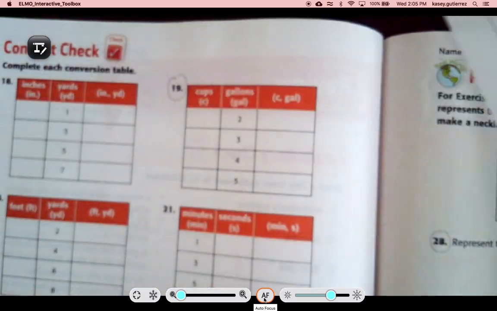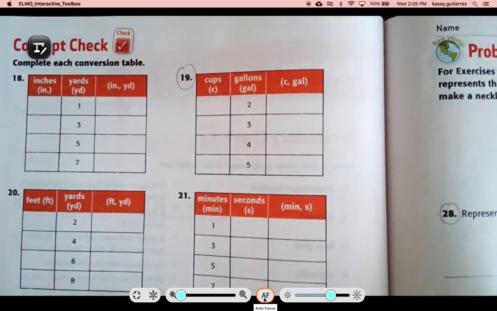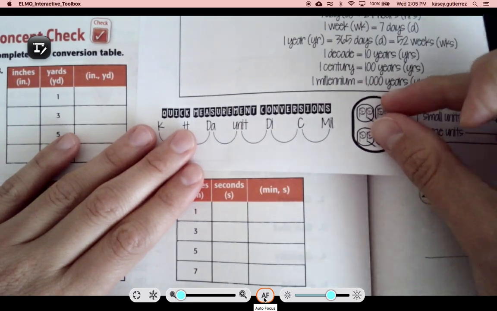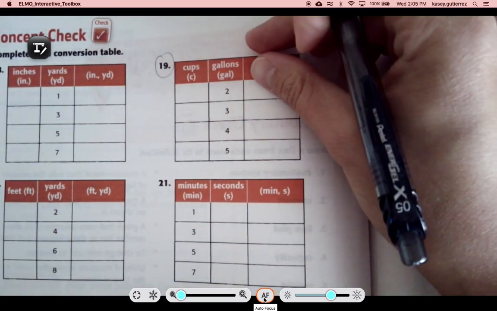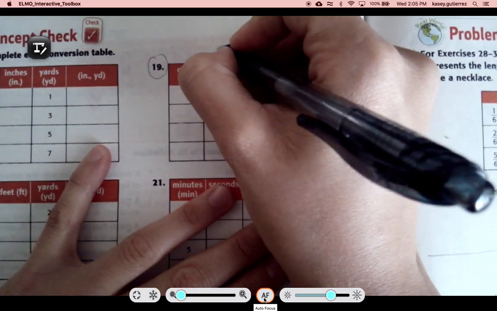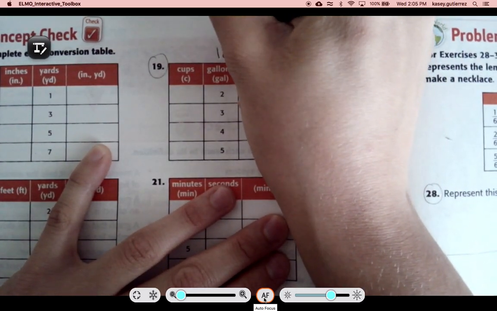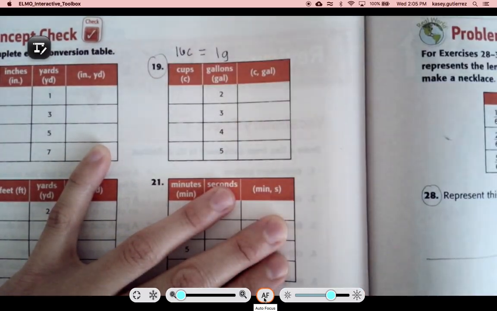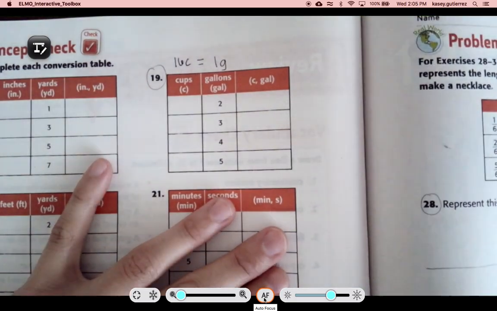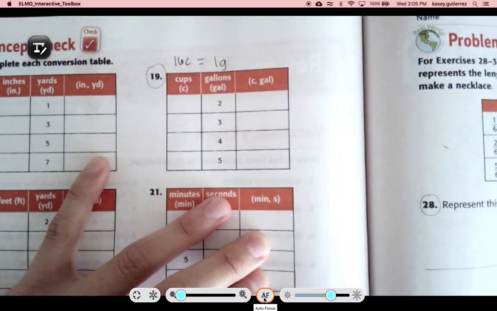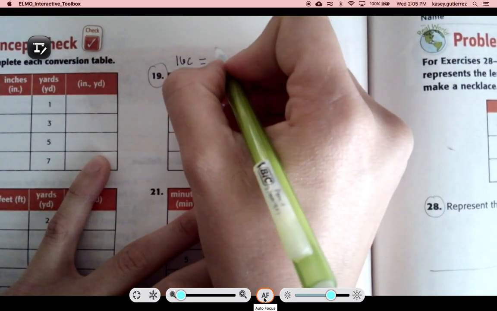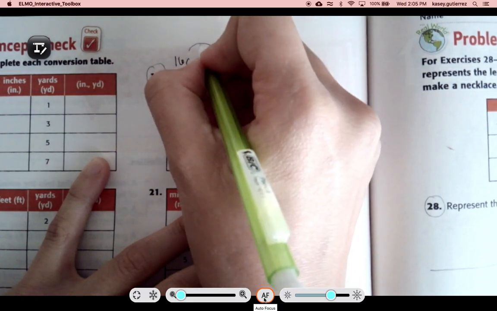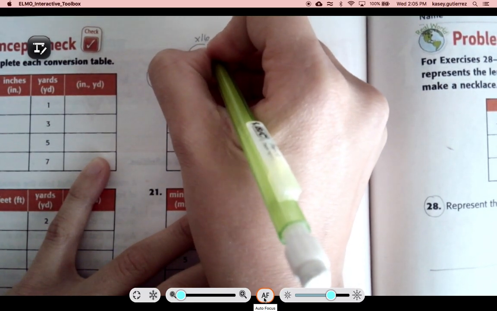So what I'm going to do is, now that I know the conversion, I'm going to take it from my conversion chart and put it right above, right here. So I'm going to say 1 gallon equals 16 cups. Okay, that's my conversion. And to get from 1 to 16, when we're using conversions, we're either going to multiply or divide. So I know to get from 1 to 16, I'm going to multiply 1 by 16.